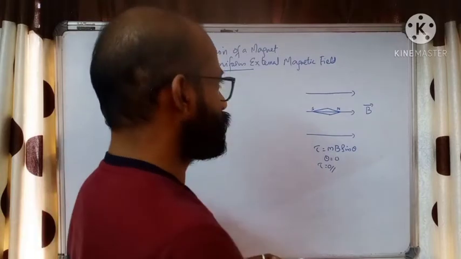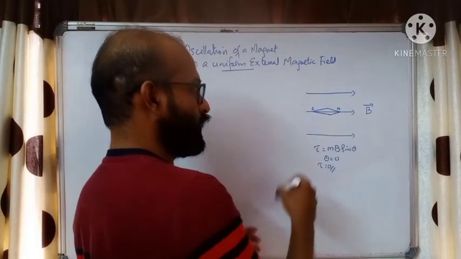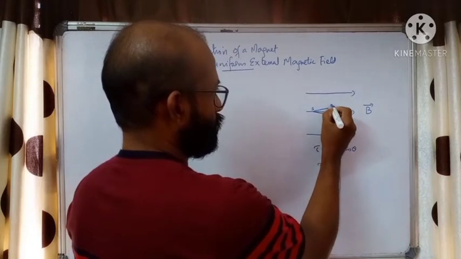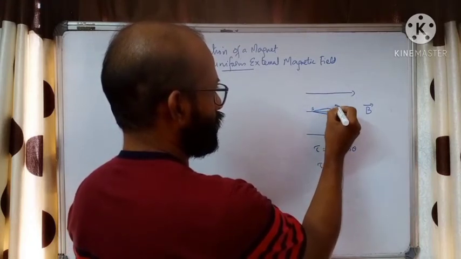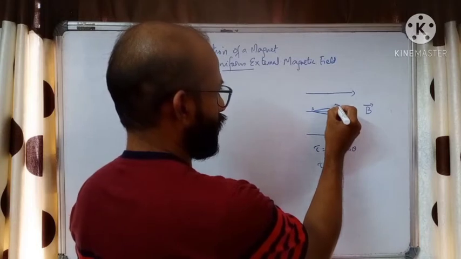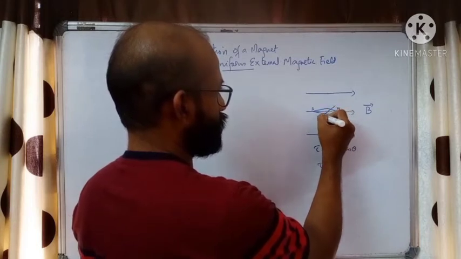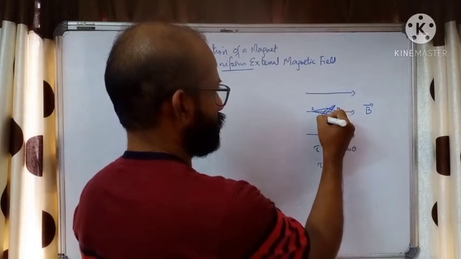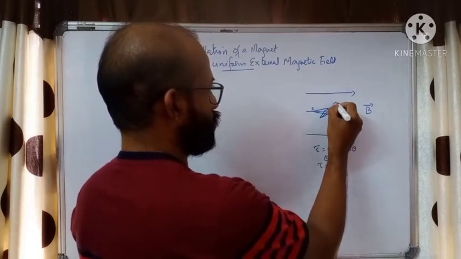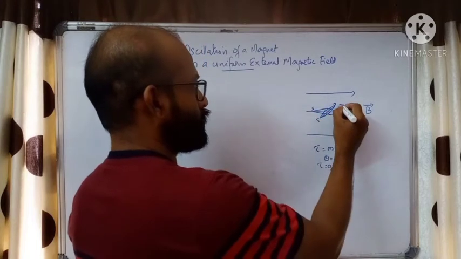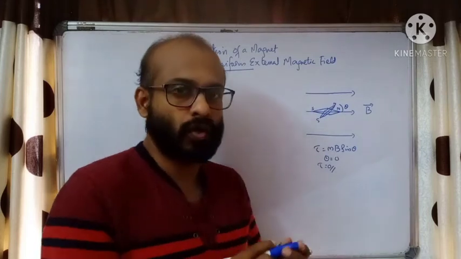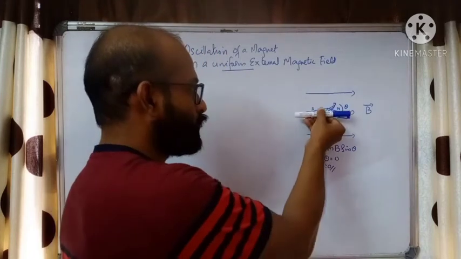Now what we are going to do is displace this compass needle. We just displace the compass needle by a particular angle. See, this is a new position of the compass needle. This is the north pole now, and this is the south pole. I just displaced it through an angle theta by giving an external torque.